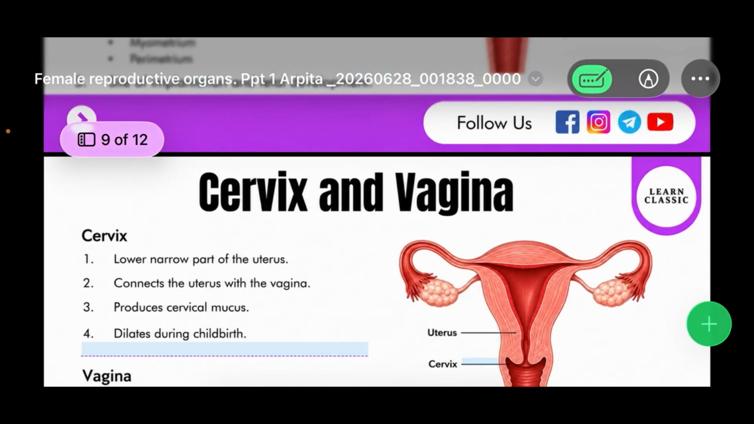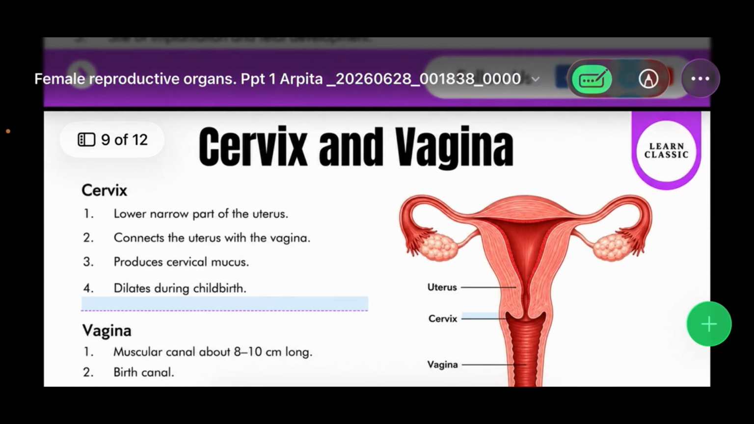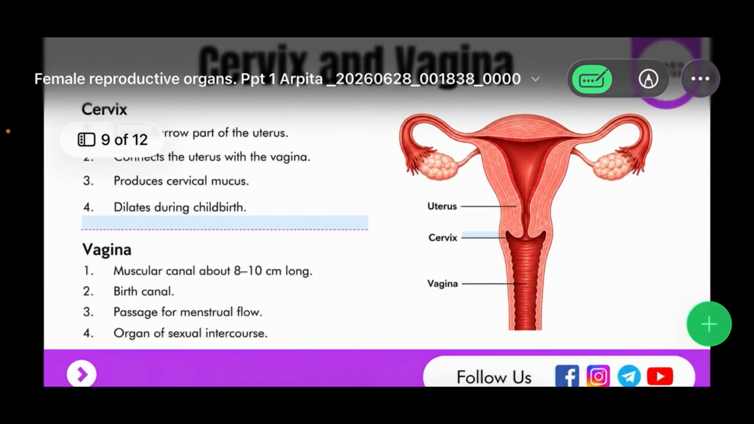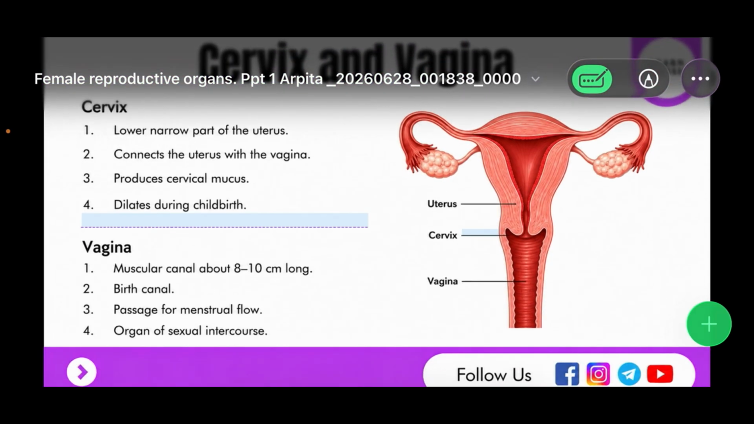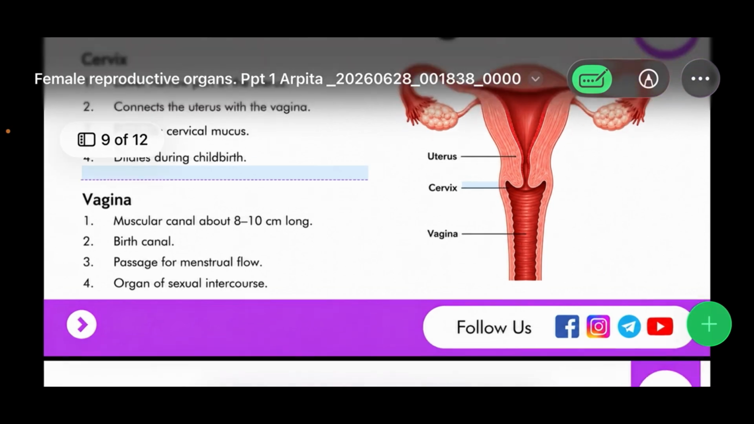Now cervix and vagina. The cervix is the lower narrow part of the uterus, connects the uterus with the vagina, produces cervical mucus, and dilates during childbirth. Vagina is a muscular canal about 8 to 10 centimeters long. It is the birth canal, the passage for menstrual flow, and the organ of sexual intercourse.